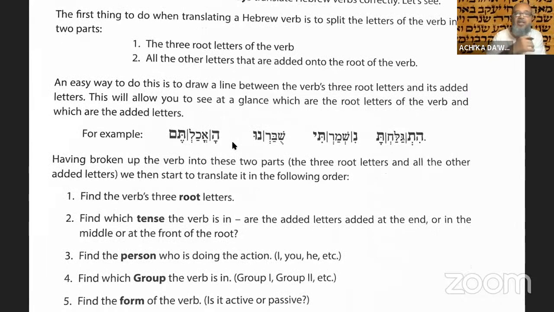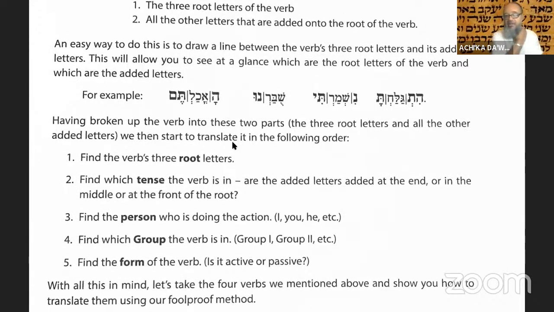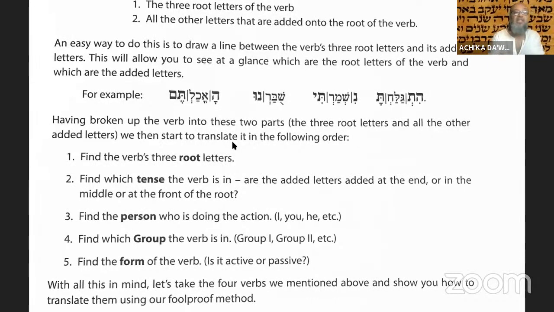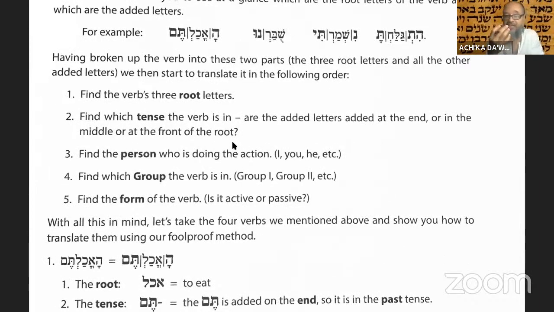So having broken up the verb into these two parts, the three root letters and the other added letters, we then start to translate it in the following order. The first thing you're going to look for is the root, the three root letters. Okay. Then which is a child root. I introduced that to you because you need to know that. They don't tell you that it's a child, but you need to understand it. It has great significance for later.